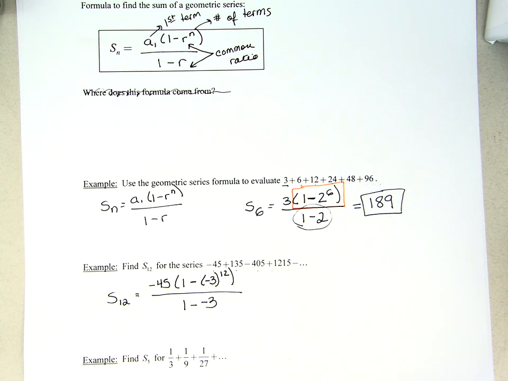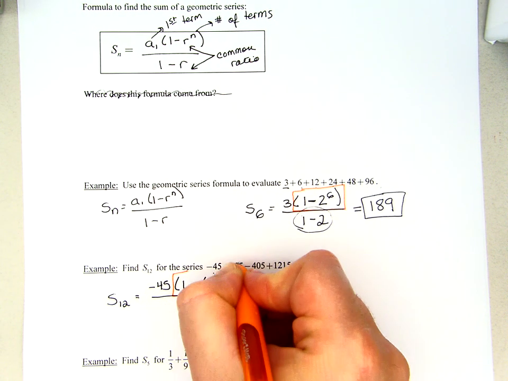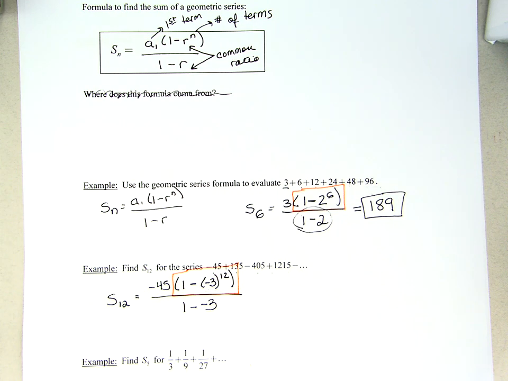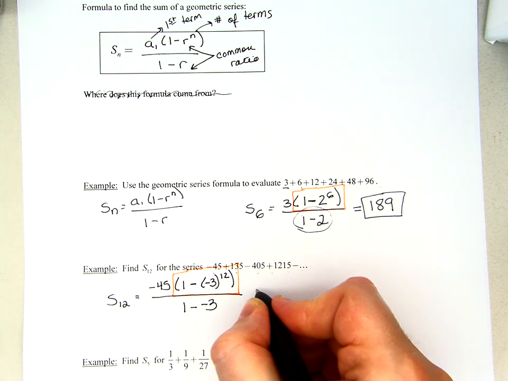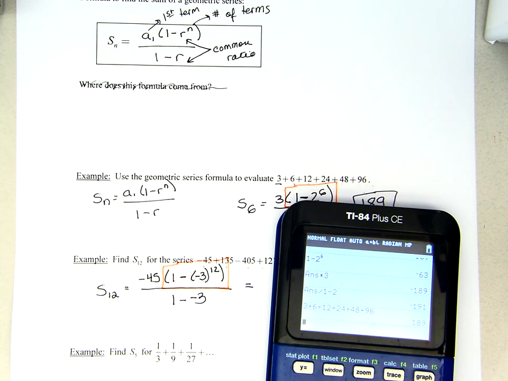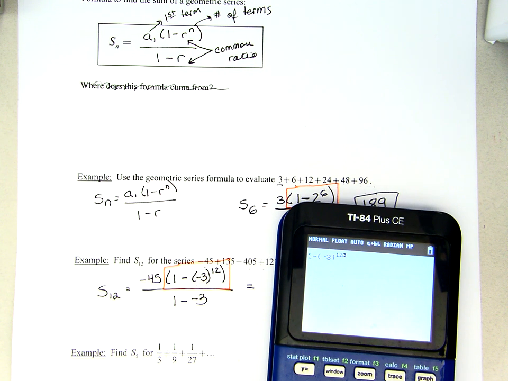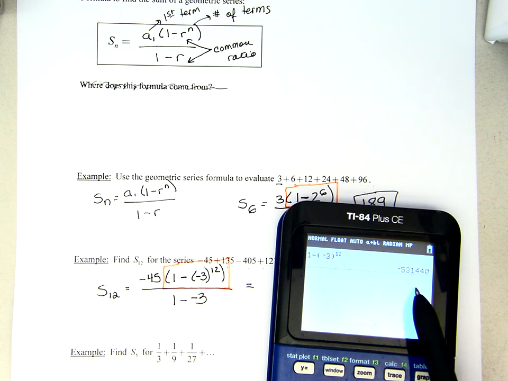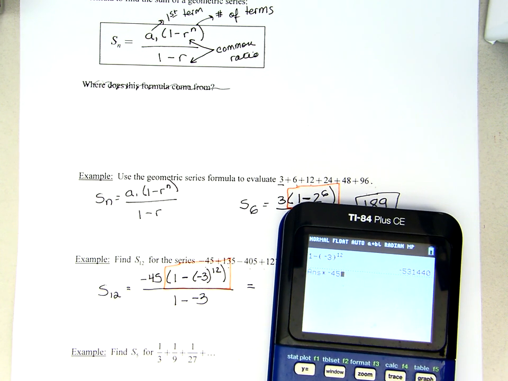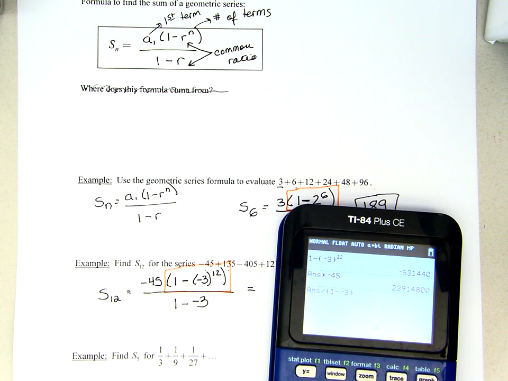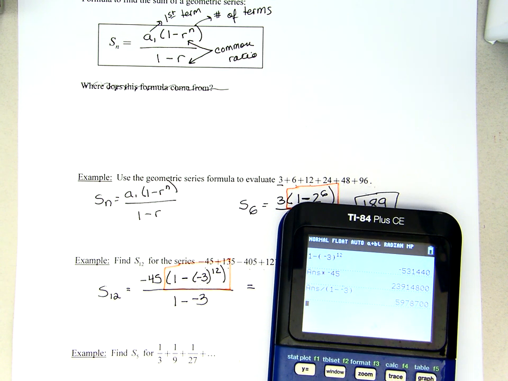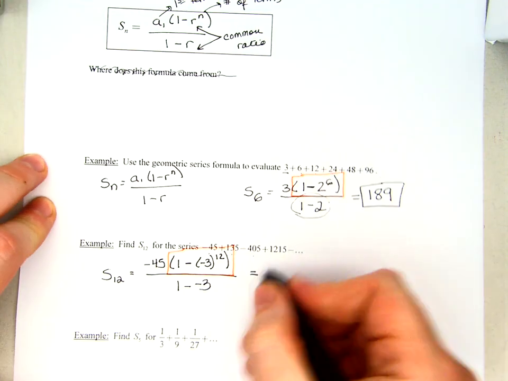Now, to go to the calculator, we are going to first type this thing in, get an answer, then multiply that answer by negative 45, then divide that answer by, in parentheses, 1 minus negative 3. See if you can type it in and get an answer. Okay, so 1 minus, in parentheses, negative 3 to the 12th, negative 531,440, times negative 45, divided by, in parentheses, 1 minus negative 3. 5,978,700. That should be your answer.